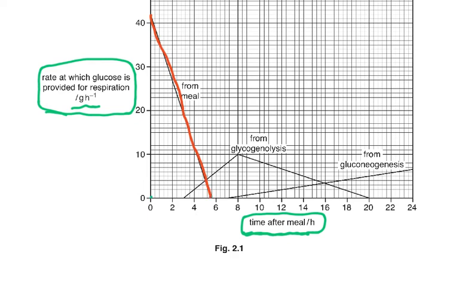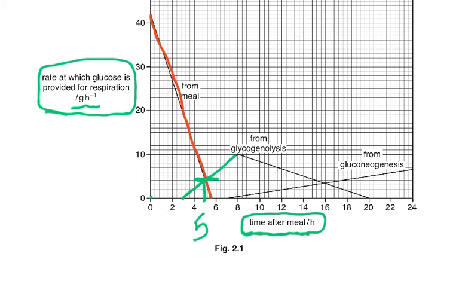And then it said the rate at which glucose was provided from the meal was the same as the rate at which glucose was provided from glycogenolysis. Now, this is glycogenolysis, and this was the point where they intersected. This is what you had to read off, and that was 5.